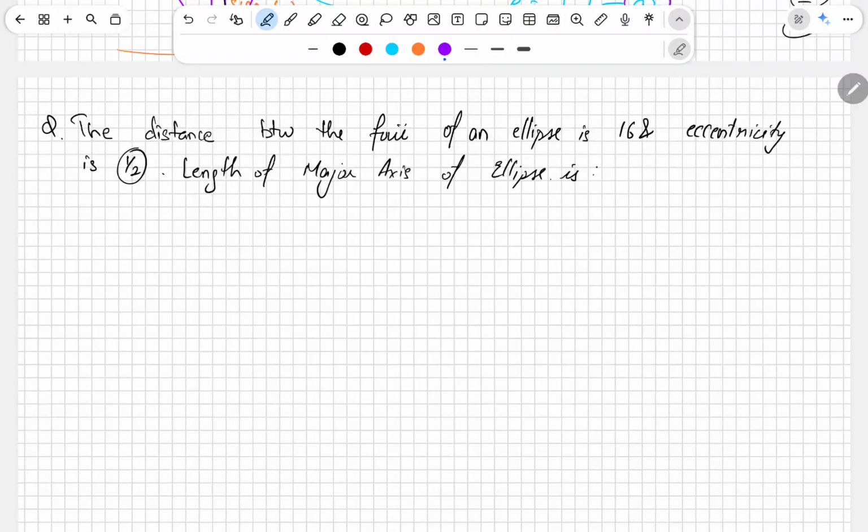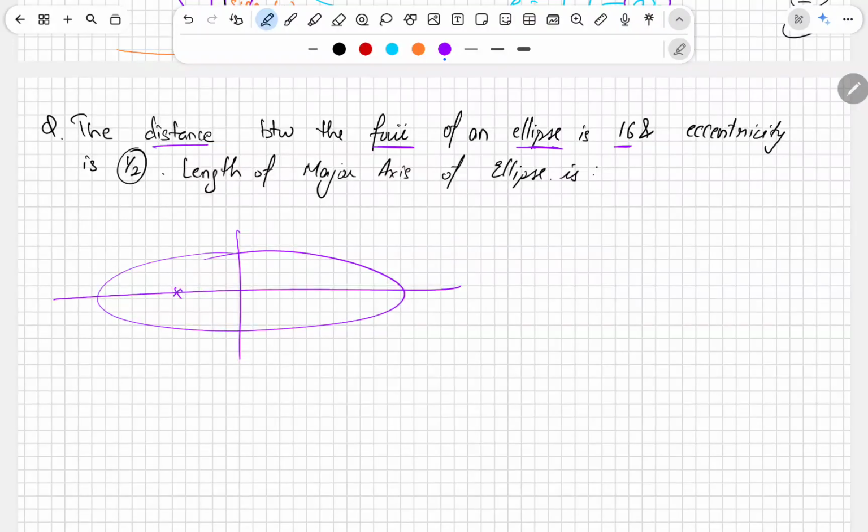Okay, now let's try to understand what is the question saying. The distance between the foci of an ellipse is 16. So if this is my ellipse, the distance between foci is given as 16 and eccentricity is half. We have to find the length of major axis.